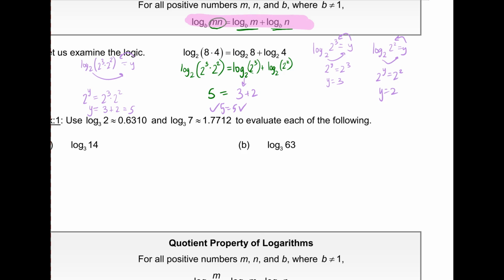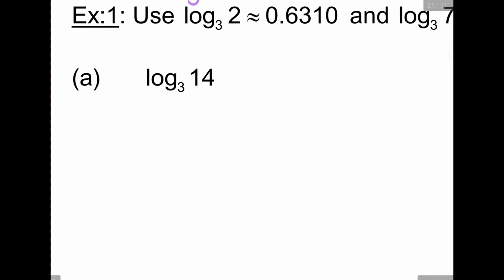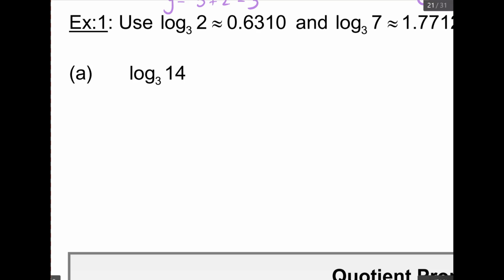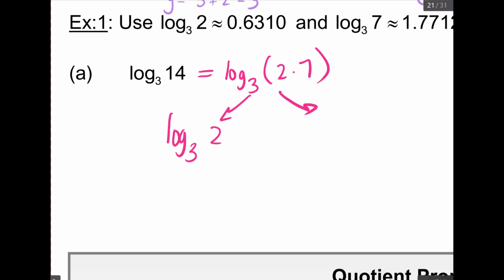Okay, doing more examples will help you understand a little better. So here, I want to use the product property. I want to use log base 3 of 2 and log base 3 of 7. Meaning, I could rewrite log base 3 of 14 as log base 3 of 2 times 7. And since we know the product property of logarithms, if I'm taking log of a product, I can separate it out into addition. So I'll literally have log base 3 of 2 plus log base 3 of 7.